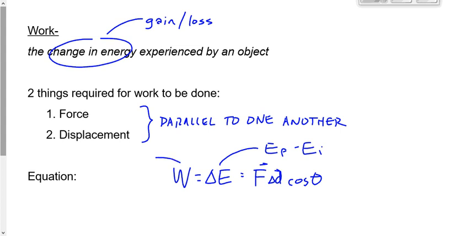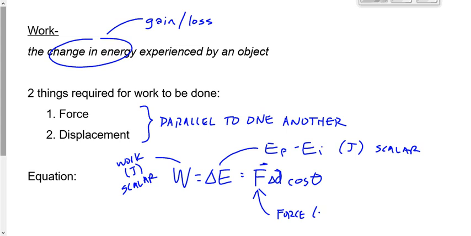We're going to say work is measured in joules. Work is a scalar, because it's just a change in energy. This is the change in energy. That's also measured in joules, and that's also a scalar. F is force, and this is going to be measured in newtons. Force is a vector. Displacement, that's going to be measured in meters, and that's also a vector. When you multiply a vector by a vector, you get a scalar. So force times displacement giving me work is vector times a vector getting a scalar.